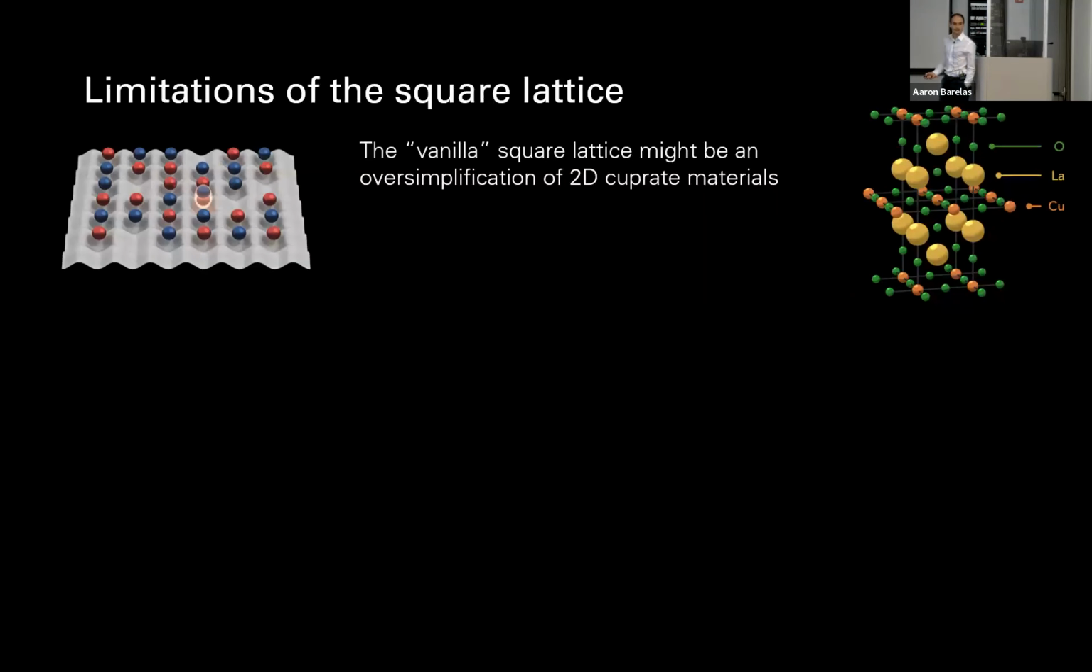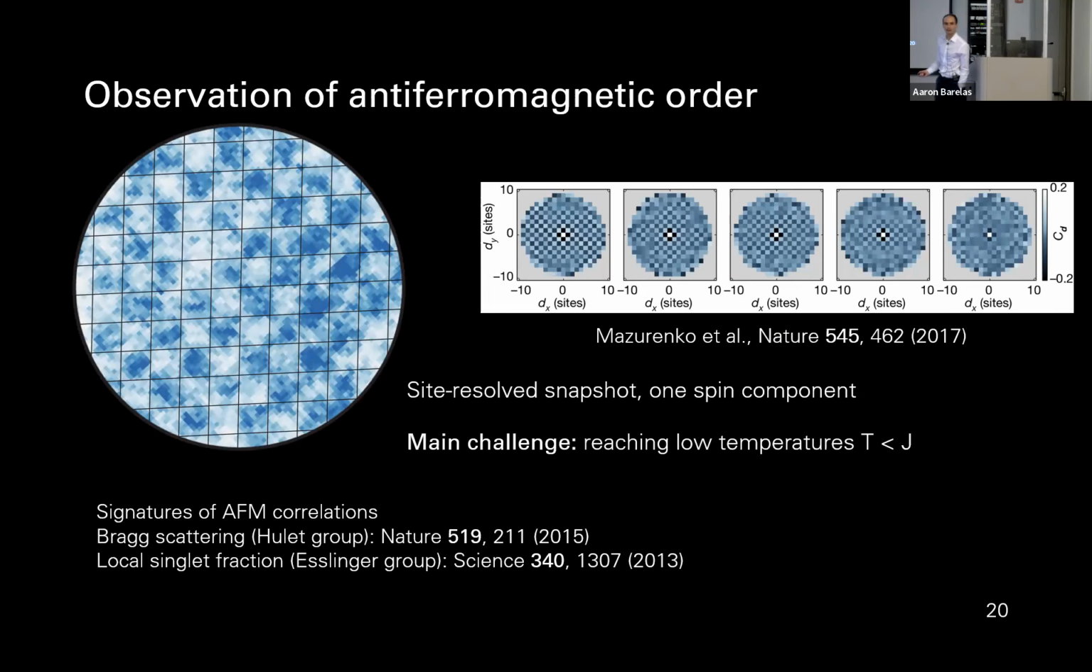So what is the new temperature? You actually see order? We actually see order. And what is the ordering temperature? The ordering temperature is of the order of J, the spin exchange energy. That's very high.